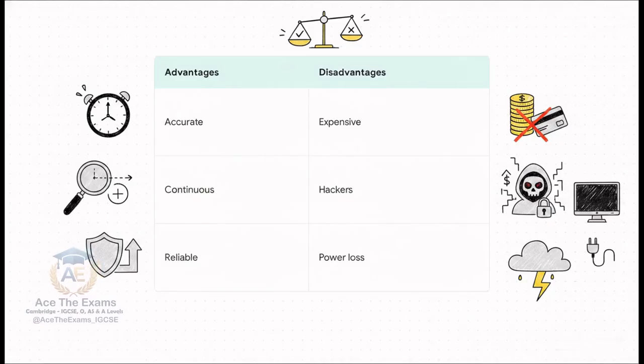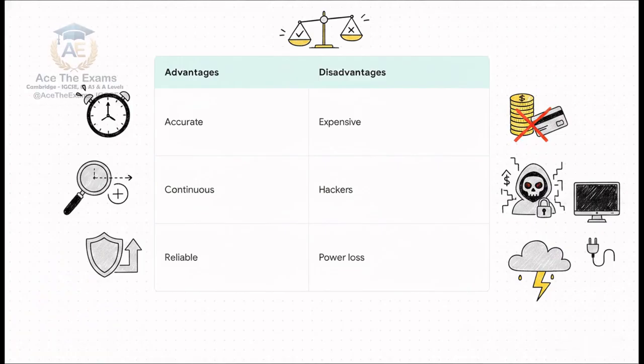Now, for Cambridge Evaluate questions, you always have to balance both sides. On one hand, control systems are incredibly accurate and continuous. I mean, they never forget to take a reading. But on the flip side, they are expensive to set up, they're highly vulnerable to network hackers in a smart home setting, and the entire system fails instantly during a power outage if you don't have a reliable backup supply.